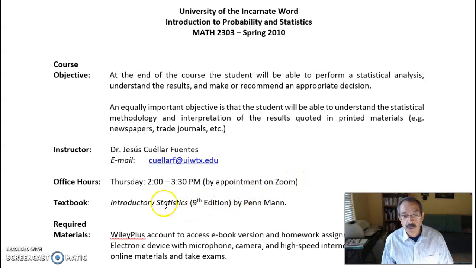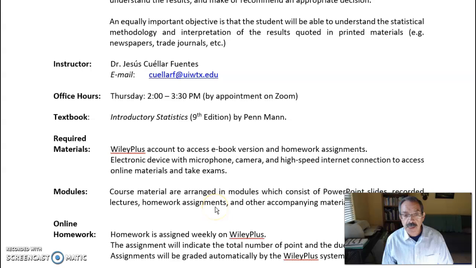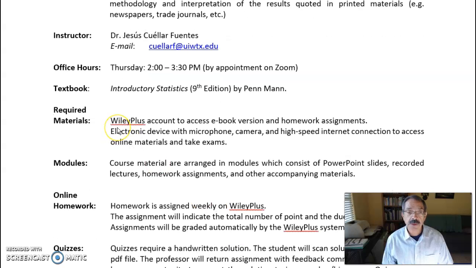Now, the textbook will be Introductory Statistics by Mann, the 9th edition. The most important material required for the class is access to the Wiley Plus account, because that will give you access to the electronic version of the textbook and, more importantly, access to the homework assignments. And of course, you will require an electronic device with a microphone, a camera, and a high-speed internet connection to access the online materials and the exams.